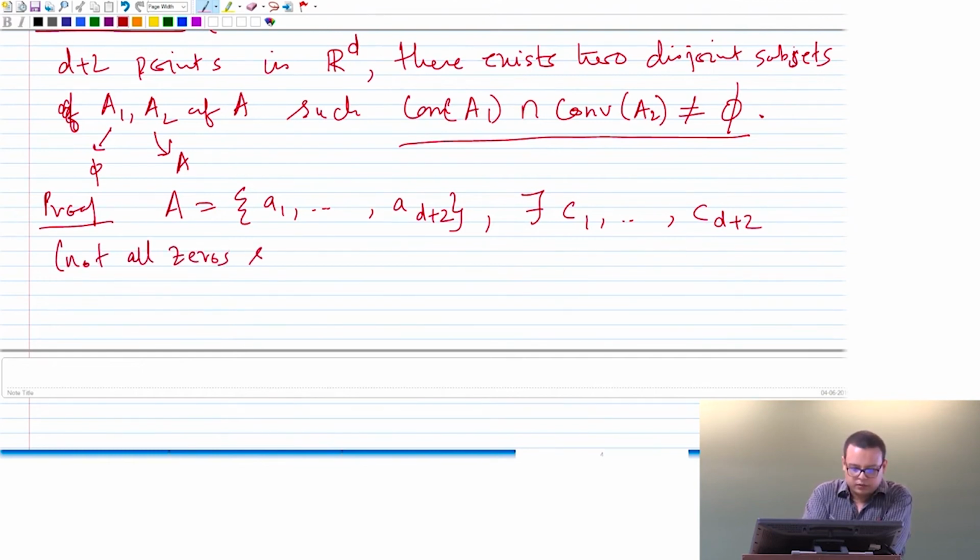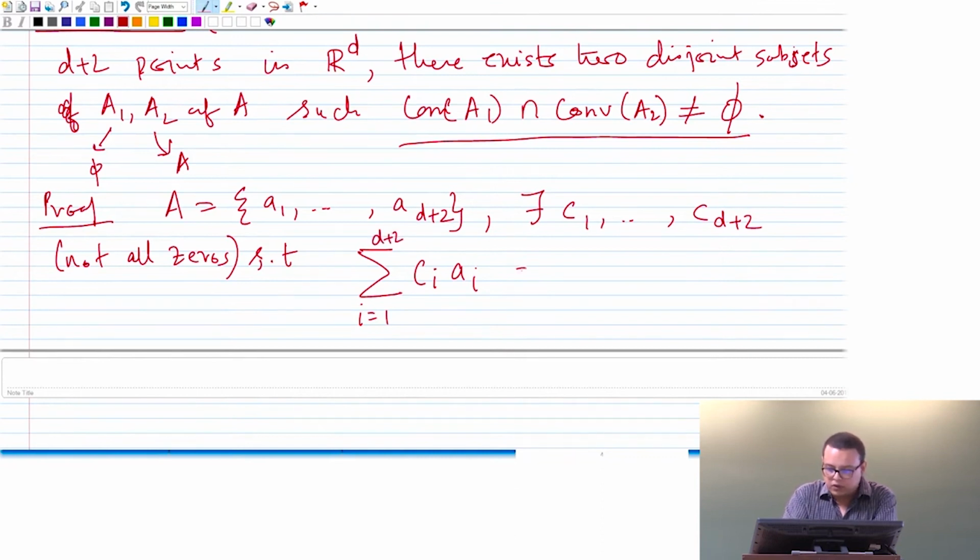not all zeros, such that summation Ci Ai, i equal to 1 to d plus 2, is equal to 0, and summation Ci is equal to 0.